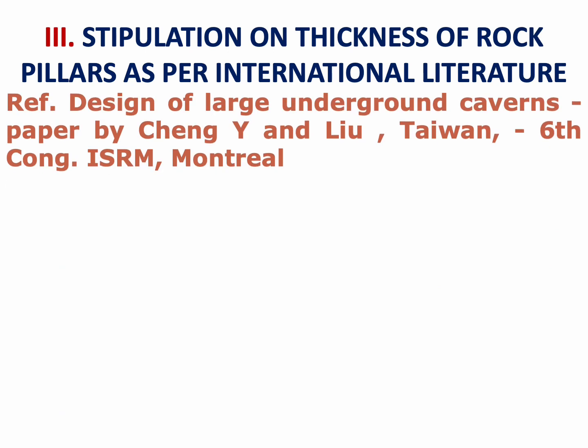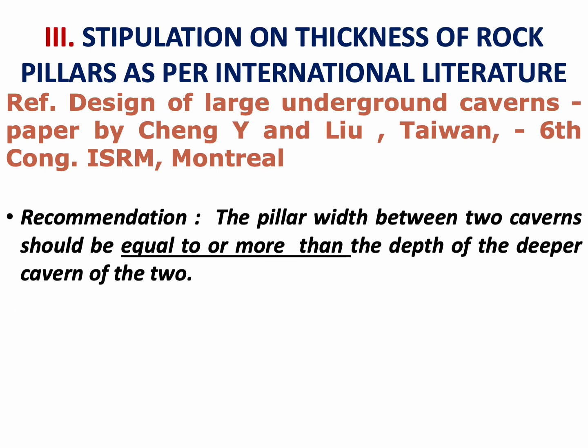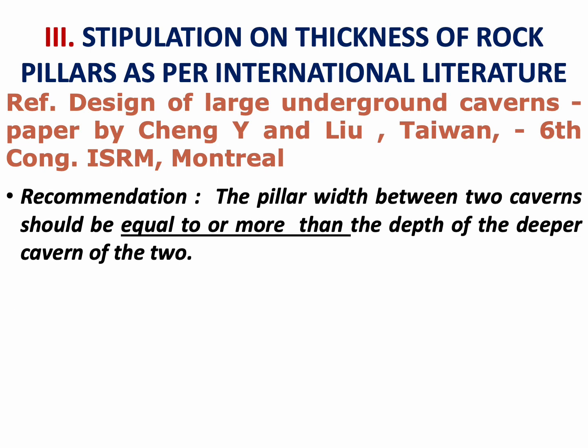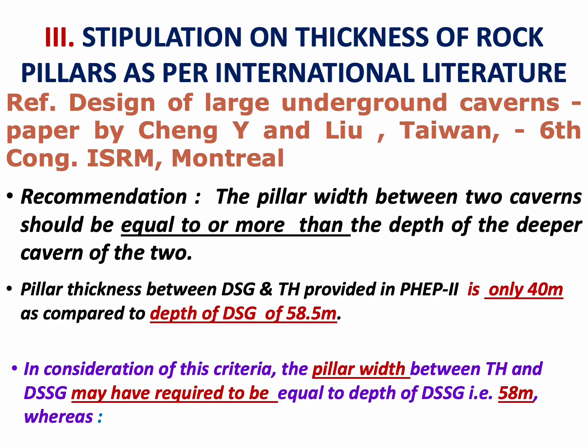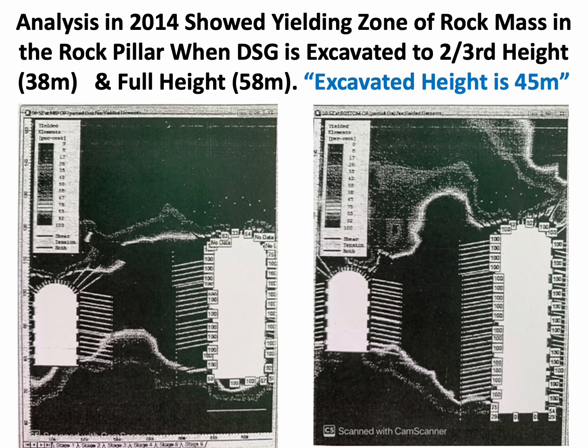So this was the stipulation on thickness of rock pillars as per international literature. In Design of Large Underground Caverns by Sheng, we have seen that it mentions the pillar width should be equal to or more than the depth of the deeper cavern of the two. So by that criterion, it needed to be 58 meters instead of 40 meters. And this is the analysis in 2014 that showed yielding of the rock mass of the rock pillar in the downstream surge gallery, which was done by the contractor engineers.